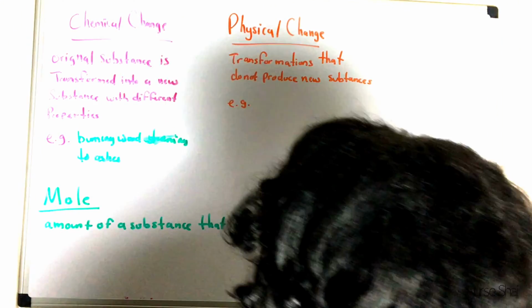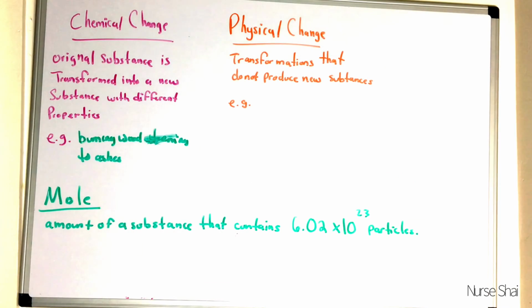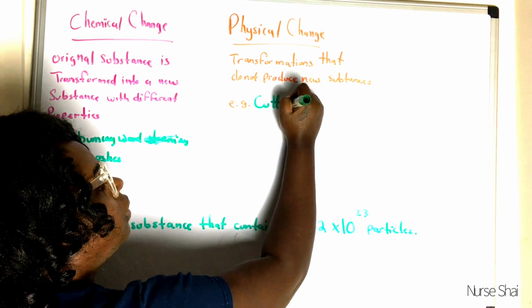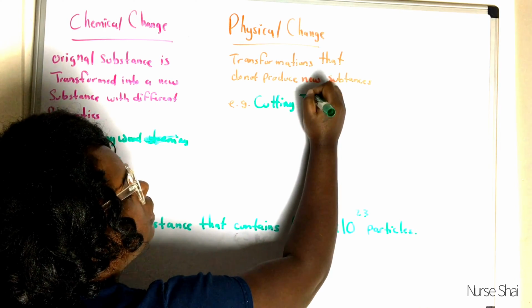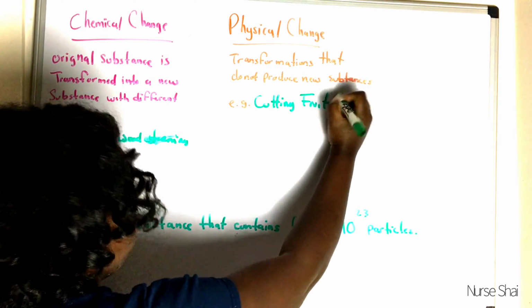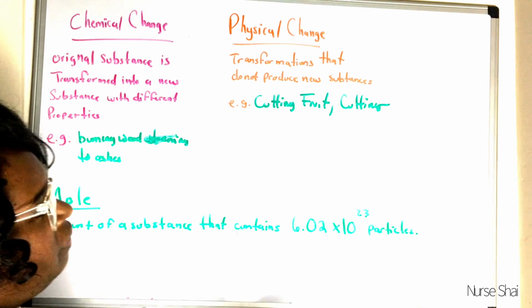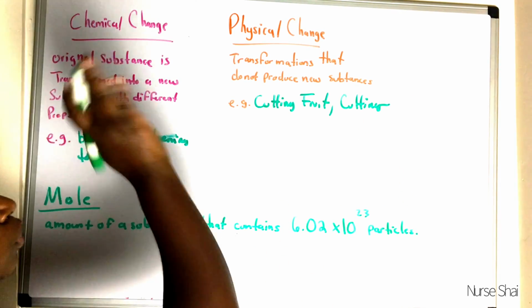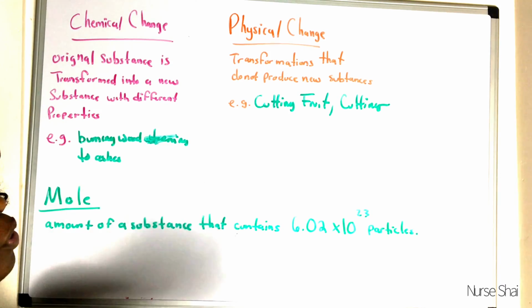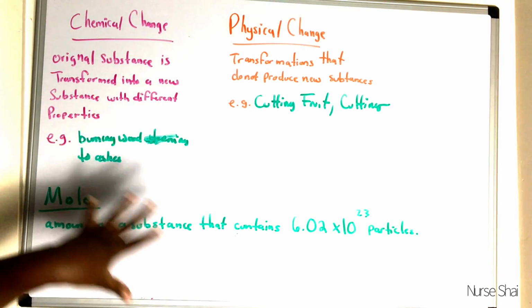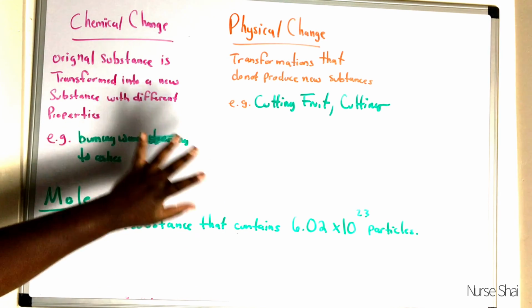And a physical change is a transformation that does not produce a new substance. So an example of a physical change would be like cutting a slice, cutting some fruit, cutting a tree, things like that. Like, it's not totally destroyed, but it's in a different form. It's a physical change, but it's not a chemical one. So I hope you guys get the difference between chemical and physical change.